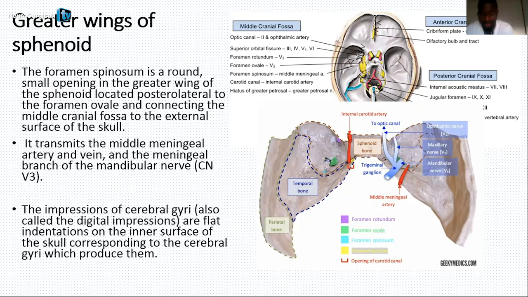It is very difficult to do, yes, you can see here the middle meningeal artery, trigeminal ganglion, mandibular nerves, and maxillary nerves. And the impression about the cerebral gyri, also called the digital impression, you can see just this impression of brain. So that is called digital impression, or flat indentation on the inner surface of skull corresponding to the cerebral gyri, which produce them.